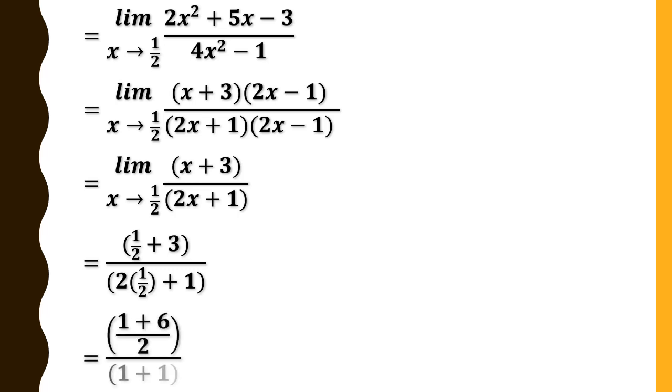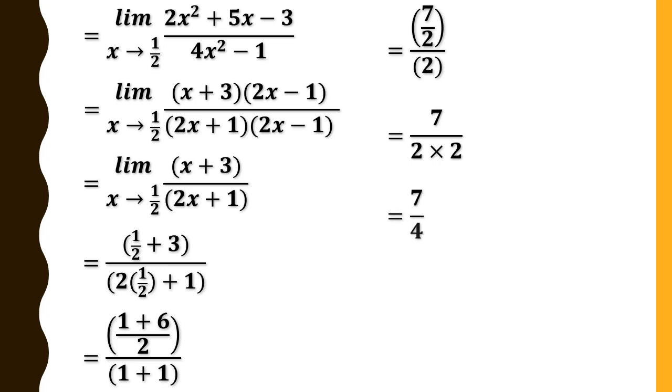So next I have to just simplify them. When 1 upon 2 plus 3, LCM is 2, so 3 becomes 6, 1 plus 6 upon 2. In the denominator, 2 and 2 will be cancelled, so just 1 plus 1 is left. In the numerator, it is 1 plus 6, 7 upon 2 divided by 2. So division by 2 becomes multiplication, 2 into 2, 4. So the answer is 7 upon 4.